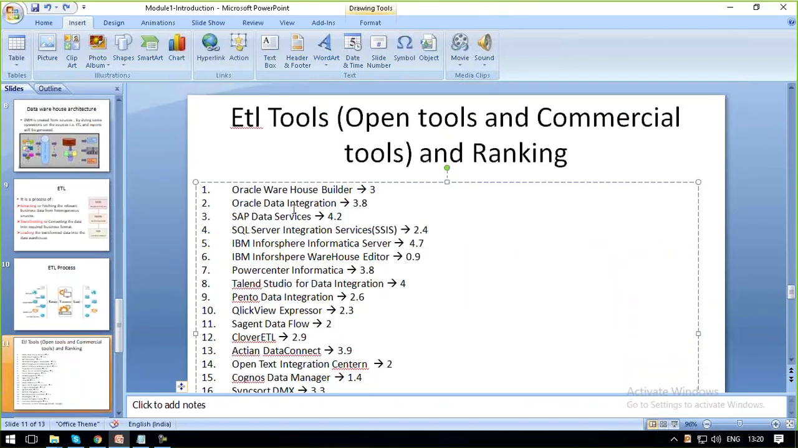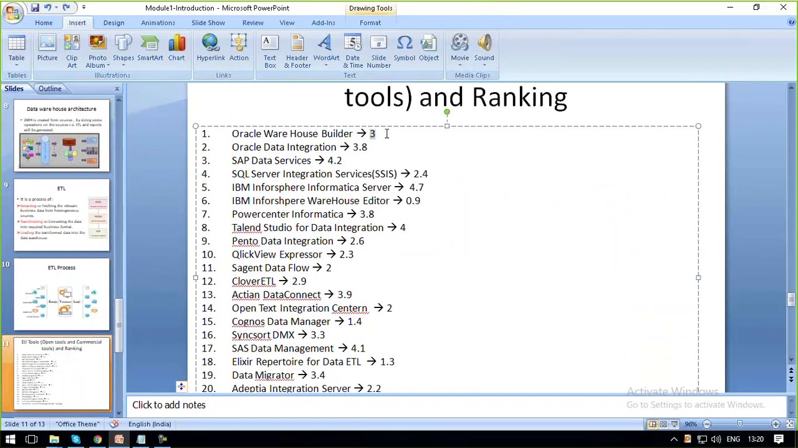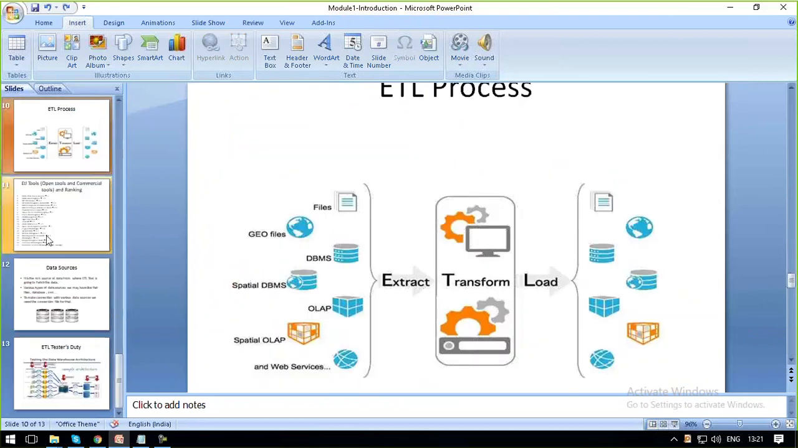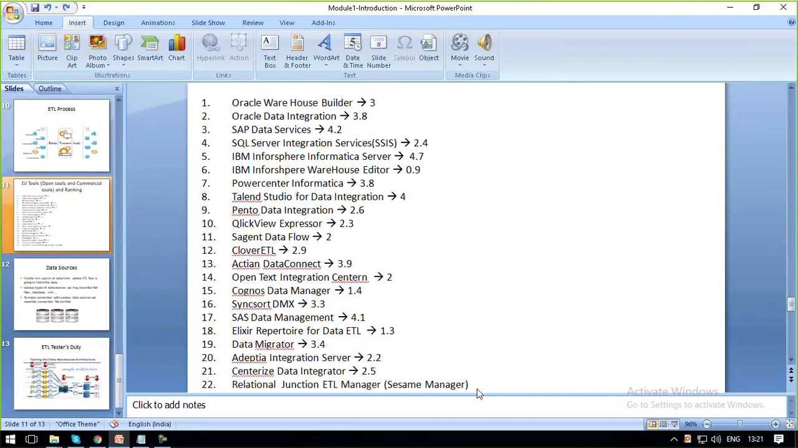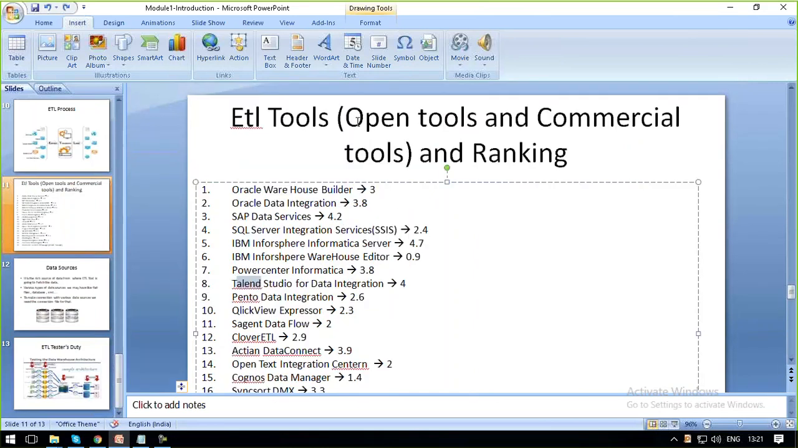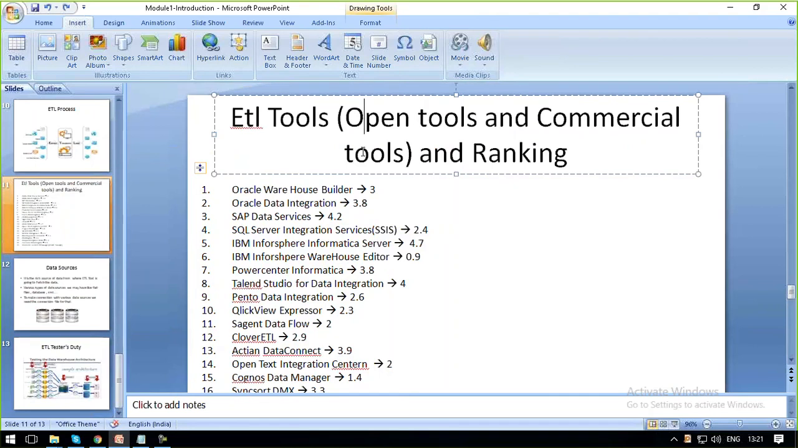On the basis of the reviews that people gave, there are 22 such tools in the market, provided by various vendors like Oracle, IBM, and Microsoft. SQL Server is a product by Microsoft. PowerCenter Informatica is a product by IBM. We also have Talend Studio, Cognos, and many other tools. Talend is one of the tools we have. Some of the tools are free, for some we need to buy a license, and some tools are freely available.